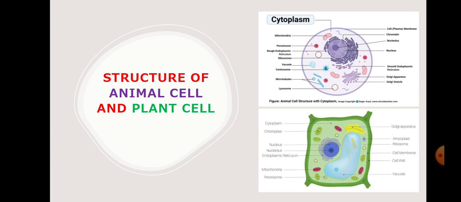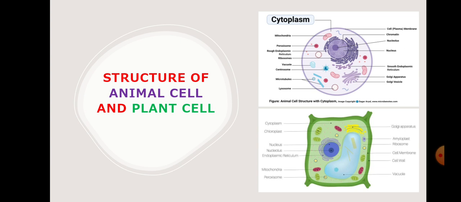So the first one is an animal cell, the second one is a plant cell. You have to remember that the plant cell contains chloroplast and the outer layer of a plant cell is the cell wall, wherein it also has the plasma membrane or cell membrane, but it is the second layer of the plant cell. Whereas in the animal cell, plasma membrane is the first layer.